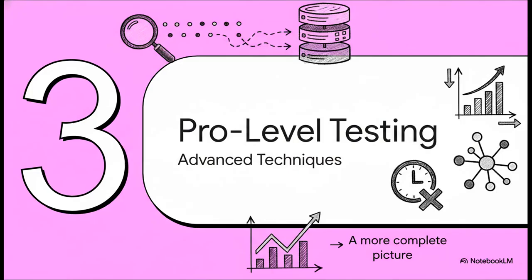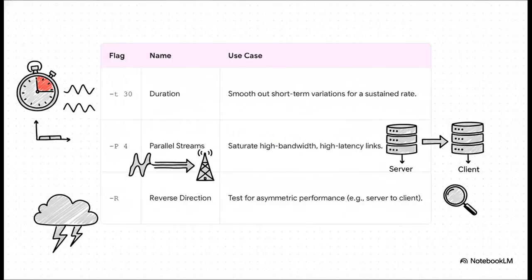So a quick 10-second test is great for a gut check. But if you want to test like the pros and get a really solid, robust picture of your network's health, we need to use a few more advanced tricks. Let's look at 3 of the most common and useful flags. Adding -t 30 just tells iPerf3 to run the test for 30 seconds instead of 10, which helps smooth out any little blips and gives you a better sense of sustained speed.